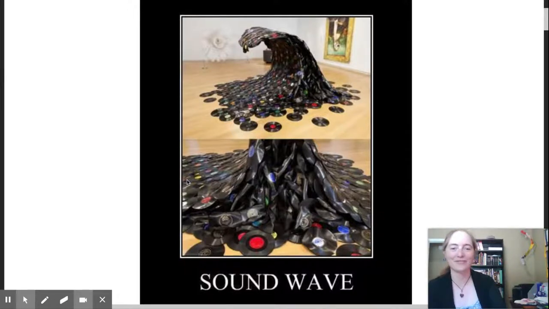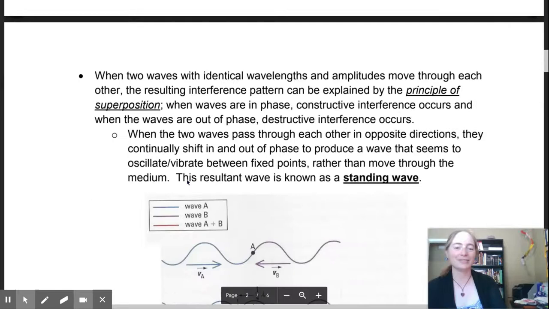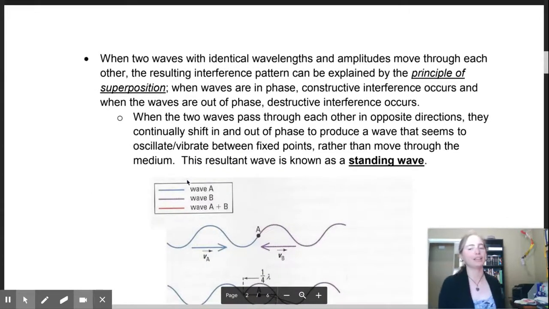All right. So, ladies and gentlemen, we're first going to look at the idea of what a standing wave is and how it uses the laws of superposition.